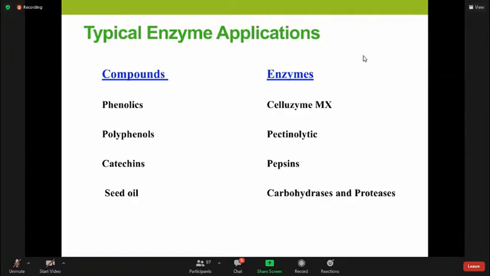Here, I would like to share some of our recent research articles where we used the aqueous enzymatic oilseed extraction process, basically relative to the Soxhlet extraction.